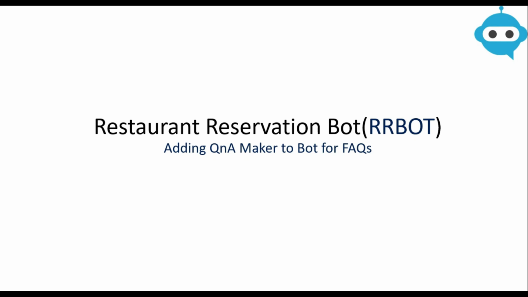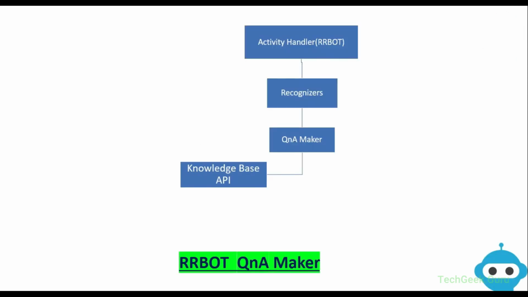Hello and welcome back. In this session, we are going to add QnA Maker to our bot along with our already running Luis. Just like Luis, we are going to add a QnA Maker recognizer in our activity handler, which is our RR bot or main dialog. And then using this recognizer, we are going to make HTTP post calls to our knowledge base API, which we will get upon publishing our knowledge base from the QnAMaker.ai platform.